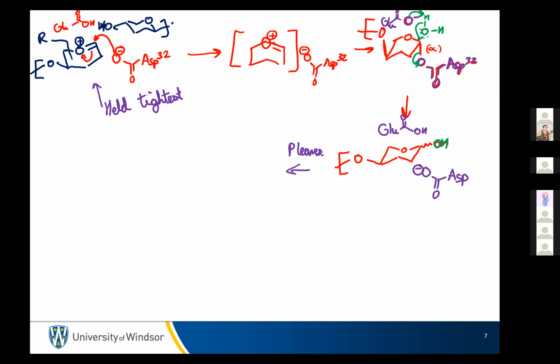So I've drawn the intermediate here, and I'm saying it's holding it tightly. It's kind of a lie. We're holding the transition state most tightly, but the intermediate is going to be pretty close to that transition state. Then it quickly flips it to the reactive conformation so that the aspartic acid residue can attack. Now, this is a flat carbocation. It is a carbocation. They're always flat.